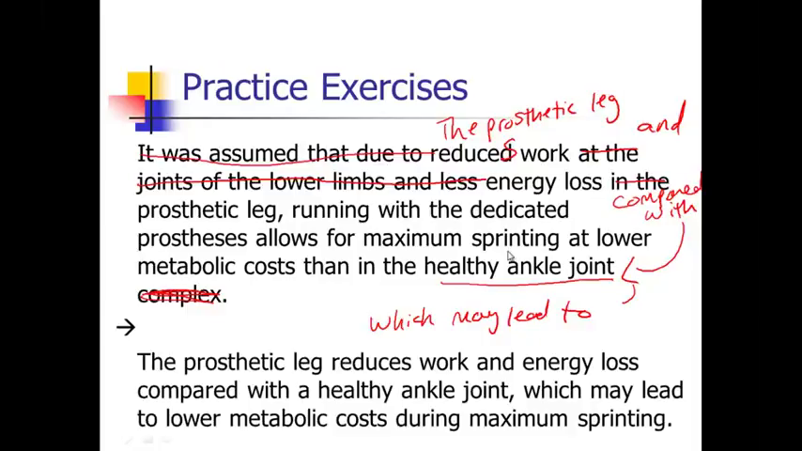And I'm just going to go ahead and show you the rewrite here rather than scribbling it all on the screen here. So the prosthetic leg reduces work and energy loss compared with the healthy ankle joint, and that in turn may lead to lower metabolic costs, or that's the authors' assumption, what they think, may lead to lower metabolic costs during maximum sprinting. So notice I was able to get rid of the repeat of the word prosthesis there. I was able to get rid of a lot of extra words as well, and hopefully capturing the essence of what they were trying to say in a very concise and direct way.